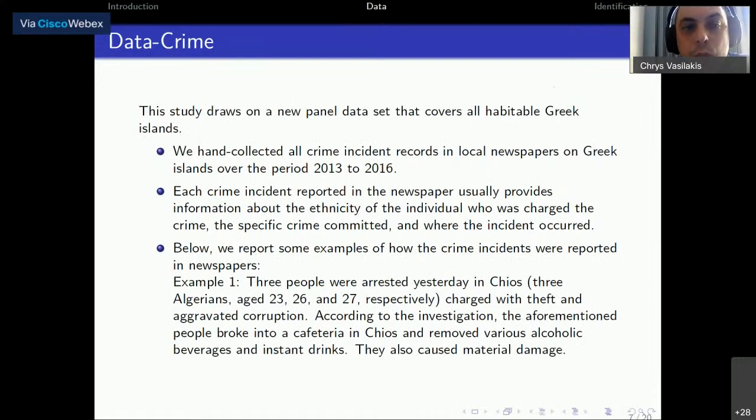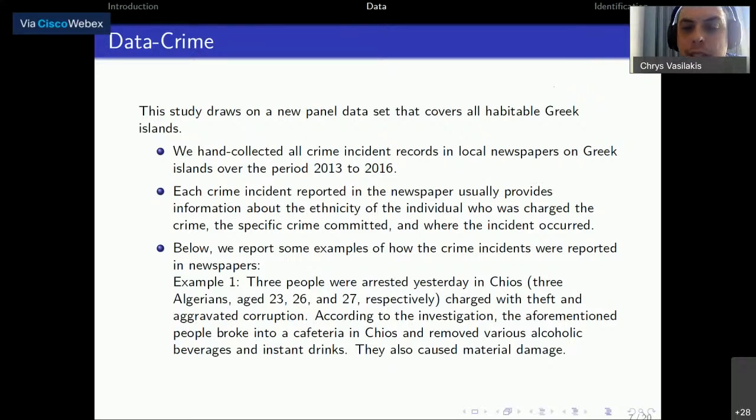This study draws on a new panel, which covers all the habitable Greek islands. As I said already, it's 107 islands. So what we do, we have collected all the crime incident records from all the local newspapers on all of these islands for the period 2013 to 2016. Each crime incident report in the newspaper usually provides information about the ethnicity of the individual charged, the specific crime committed, and when exactly the incident took place.